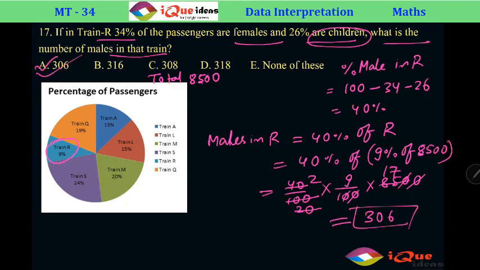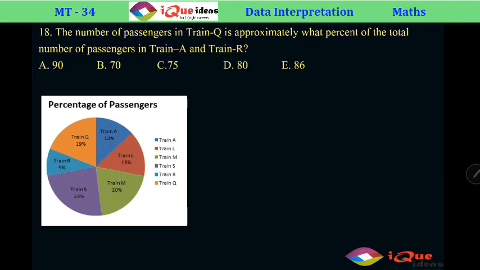Okay, now let's go to the next one. In this question, it says the number of passengers in train Q is approximately what percent of the total number of passengers in train A and train R. Here we don't need to get into the total actual values. This calculation can be done with the help of these percentages itself. What we have to find is train Q divided by the total number of passengers in train A and train R, so simply A plus R.